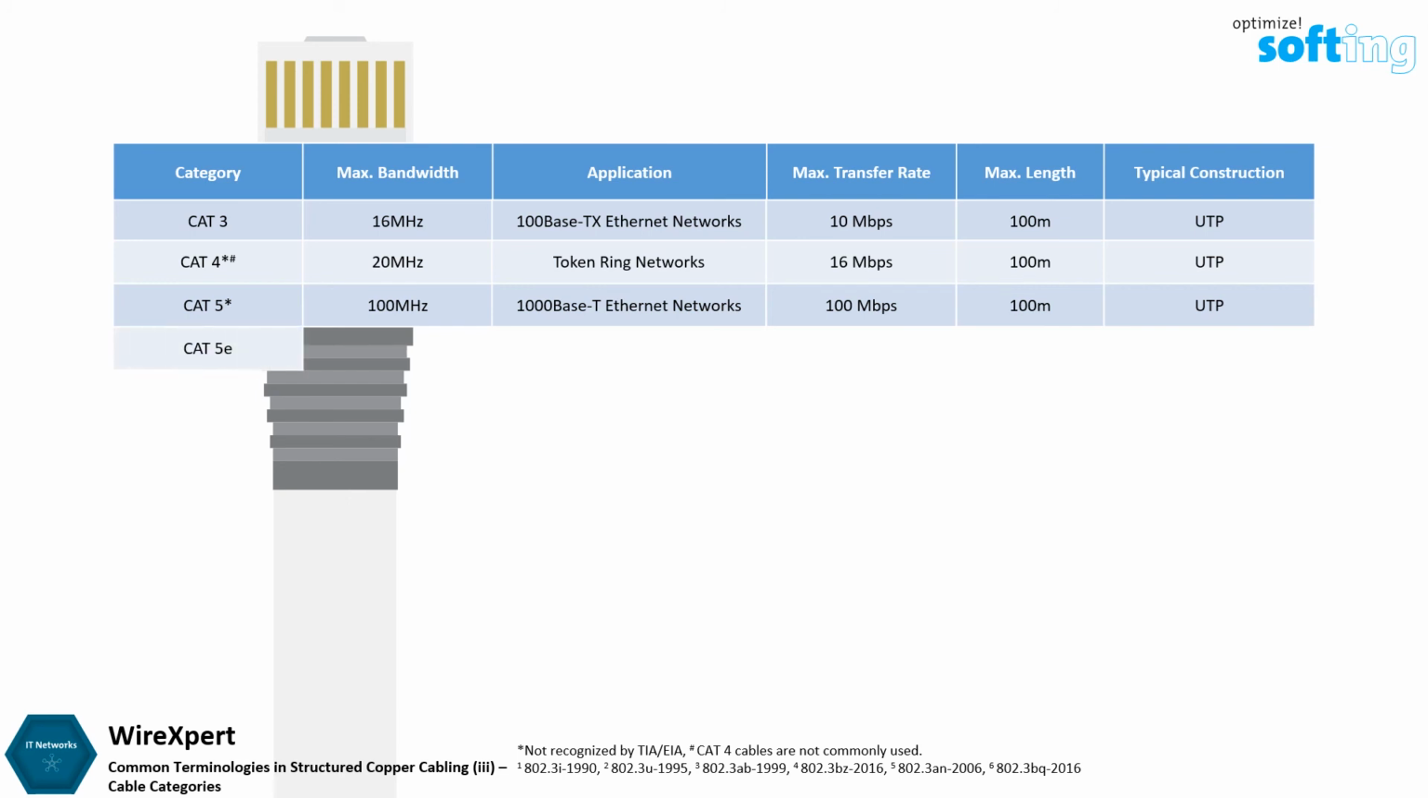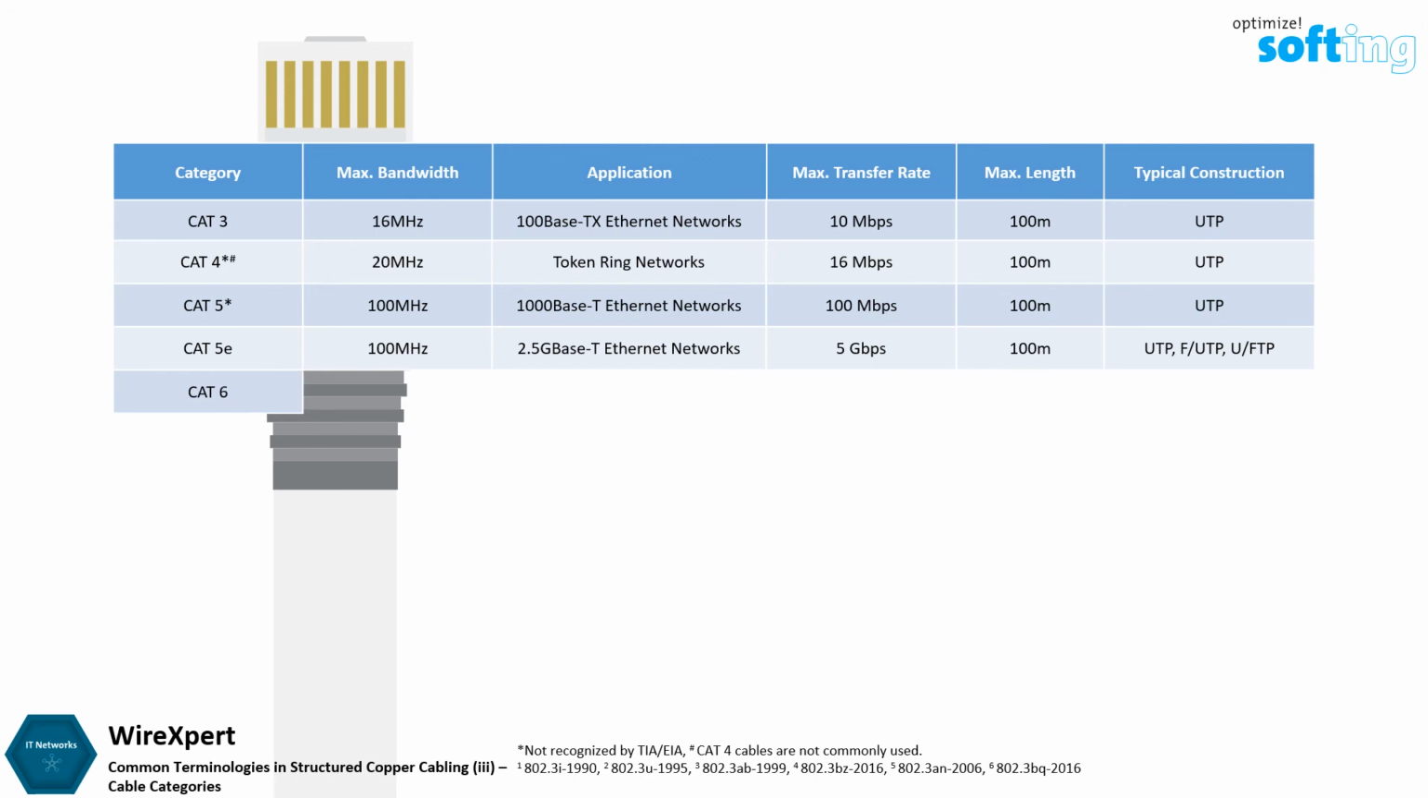The enhanced Cat5 or Cat5e cables also operate at a maximum frequency of 100 MHz, but can be installed on a gigabit Ethernet network with a transfer rate up to 5 Gbps. Cat5e cables are typically constructed as UTP, foiled UTP, or unshielded foiled twisted pairs.